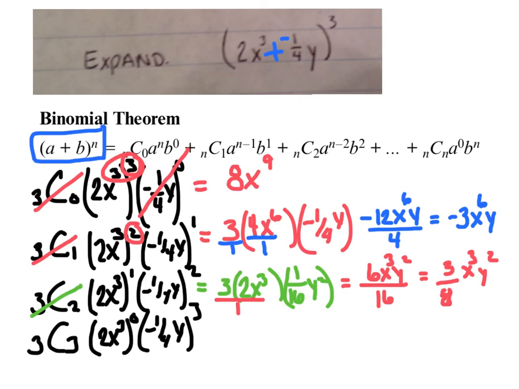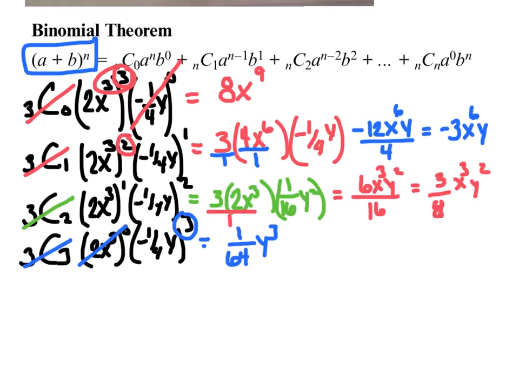Let's see. This becomes a 1. This becomes a 1. And now I'm going to cube everybody. Odd powers mean they're going to remain negative if they are. So cube the top, I get 1. Cube the bottom, I get 64. Y cubed.